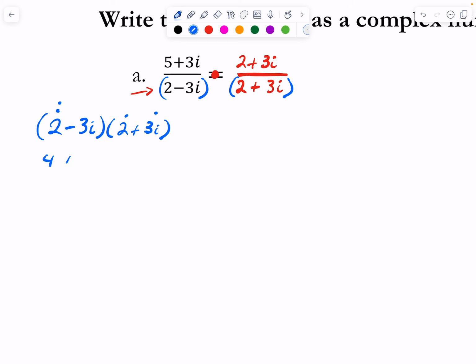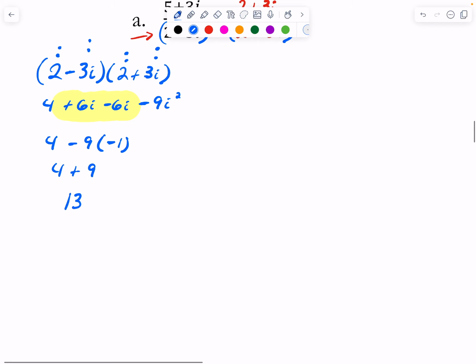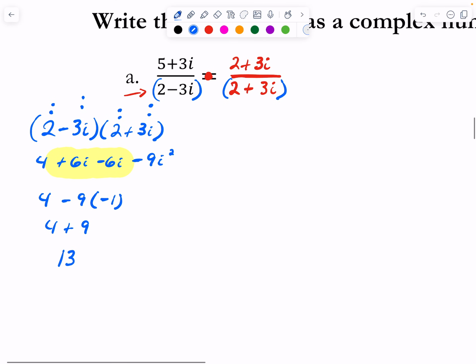2 times 3i is 6i. Negative 3i times 2 is negative 6i. There's that thing that becomes 0. Negative 3i times 3i is minus 9i squared. All right, so as I mentioned earlier, right, this should become 0. That's on purpose. You shouldn't be surprised by that. 4 minus 9 times -1 is really 4 plus 9, which is 13. So this right here, 13, is my new denominator.